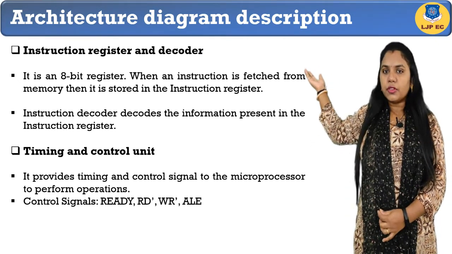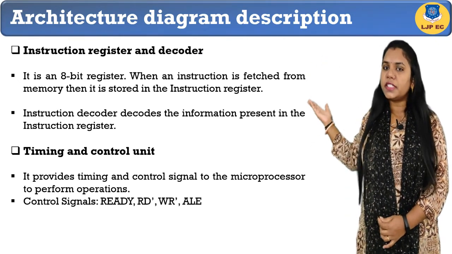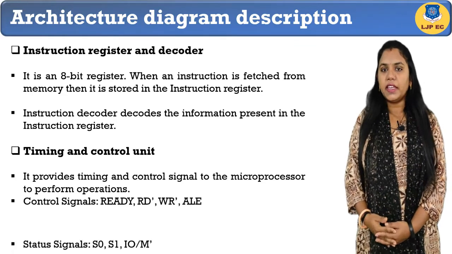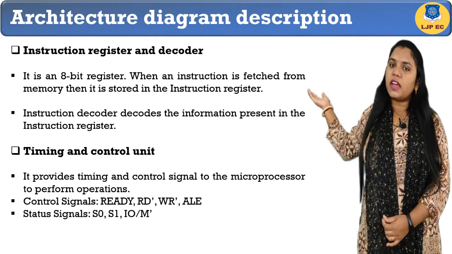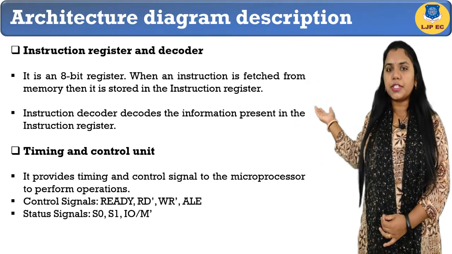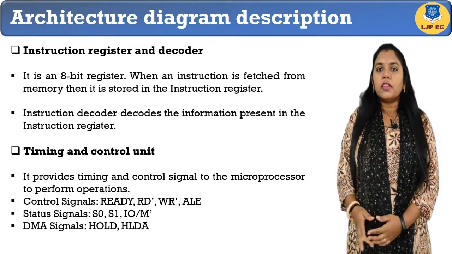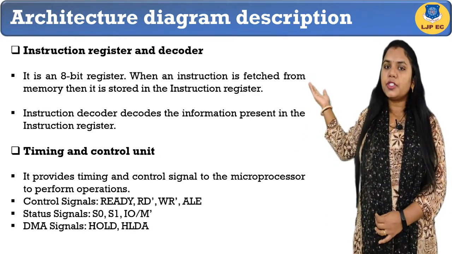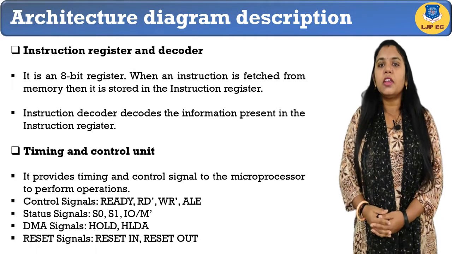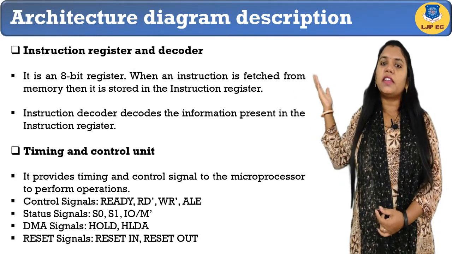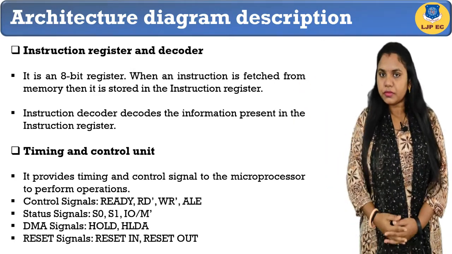First, control signals: ready signal, read signal, write signal and ALE. Status signals are S0, S1 and IO/memory bar. DMA signals are HOLD and HLDA. Reset signals are reset in and reset out.